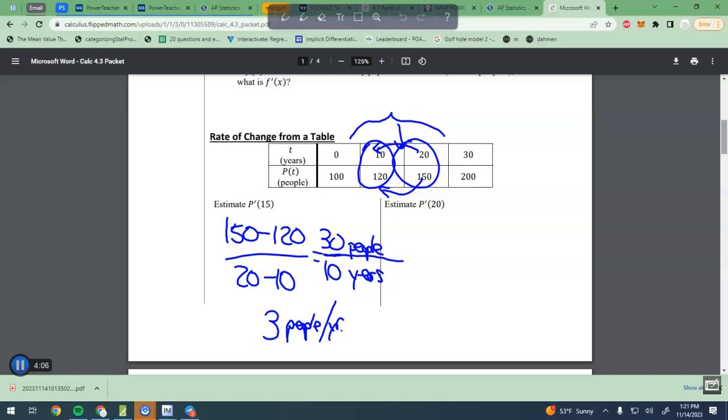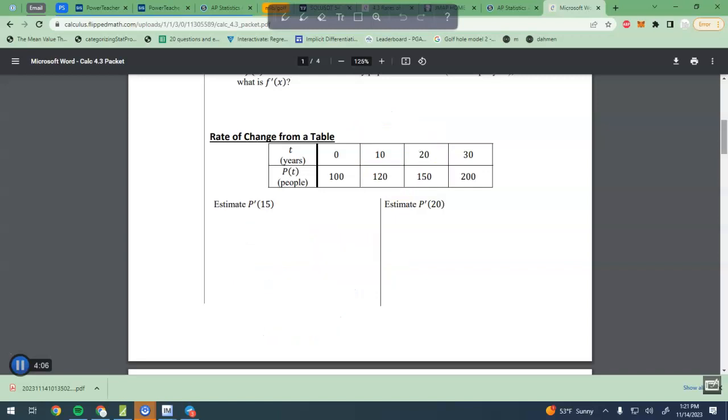And then P prime at 20, this is the one where there's actually 4 ways to do it. You can find the slope between these two, and then 20 is in the middle, so they accept that as a possibility. You can do the slope between these two. I don't love that, to me that's not the greatest, but they accept it. They would also accept the slope between these two, or the slope between those two and the slope between those two averaged together. Any one of those is fine.